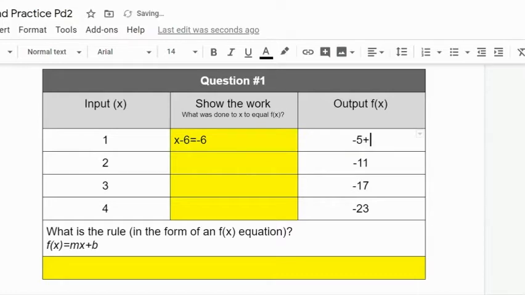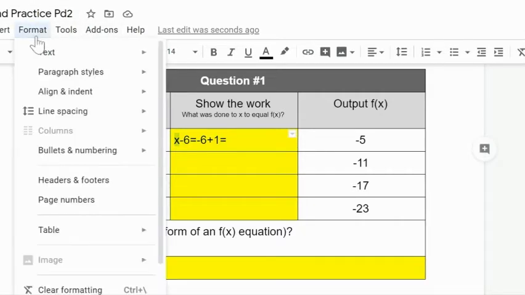I am using negatives for a reason, because they are very popular on the Regents and I want us to be successful with them. So we have -6 plus 1 would equal -5. Then I actually figured out my rule. I am going to be multiplying. I hate using the x for multiplication, but it's such a pain to use it the other way. But I am going to do that for you guys.